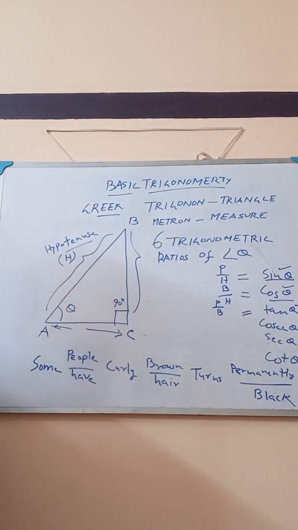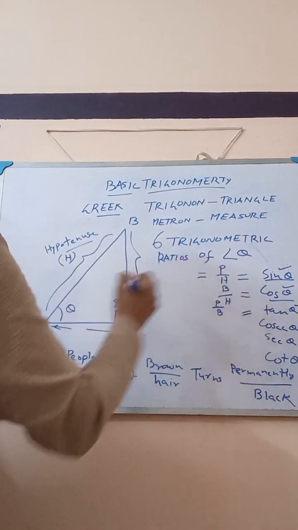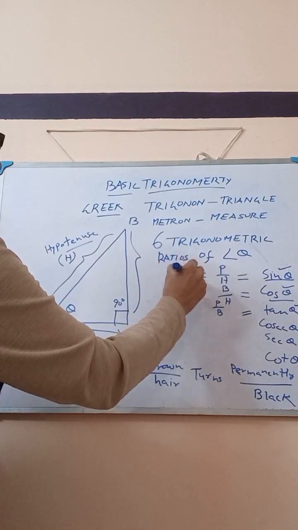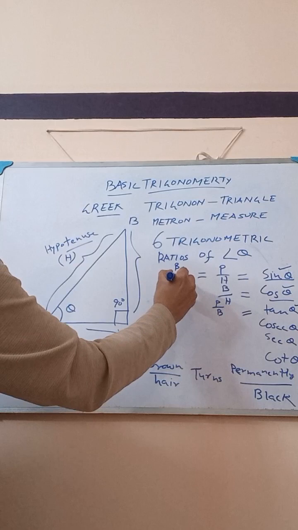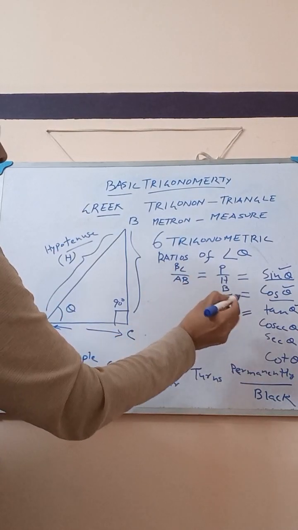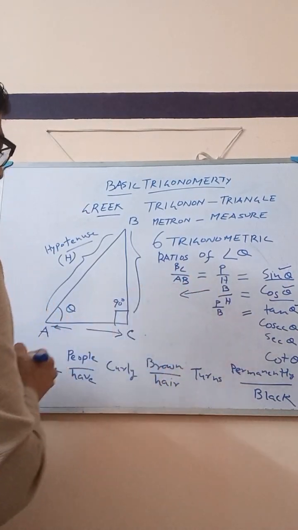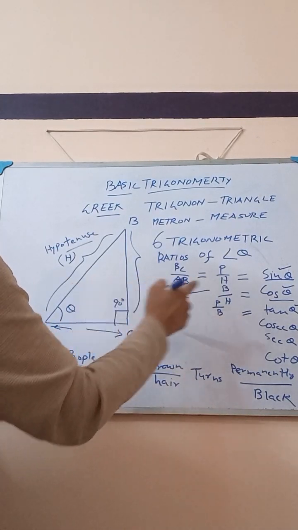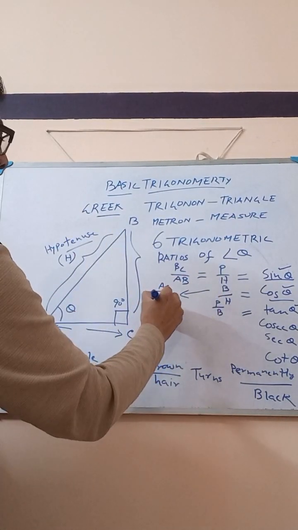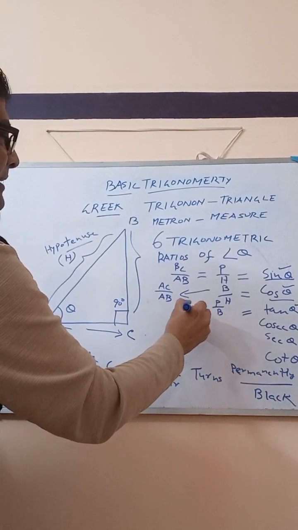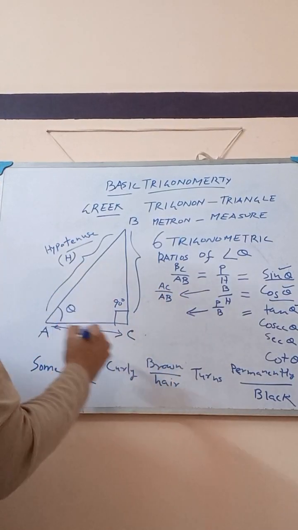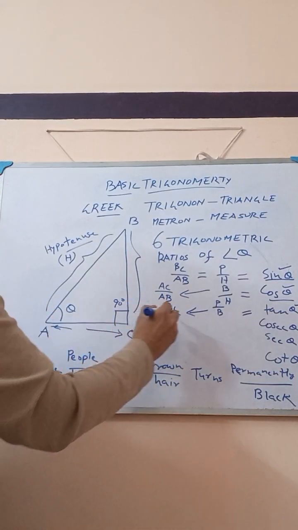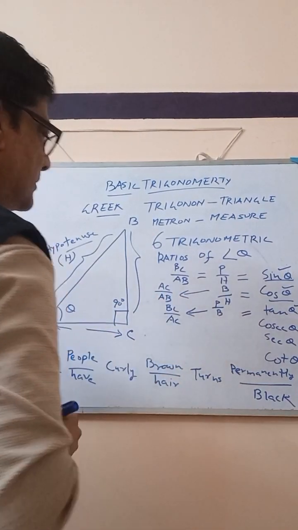So, sin theta will be P by H. Now, what is P? P is perpendicular, that means BC. So, it will be BC by hypotenuse, that means AB. Now, this is B by H, that means AC divided by AB. And this is P by B, that means perpendicular BC divided by base AC.